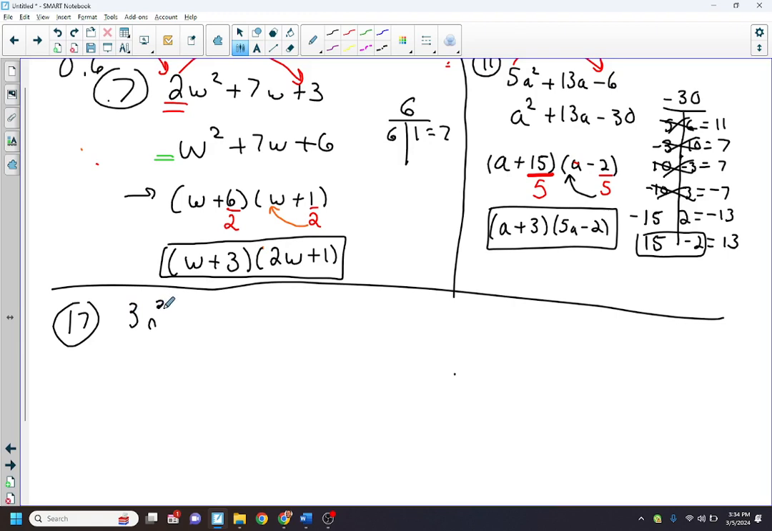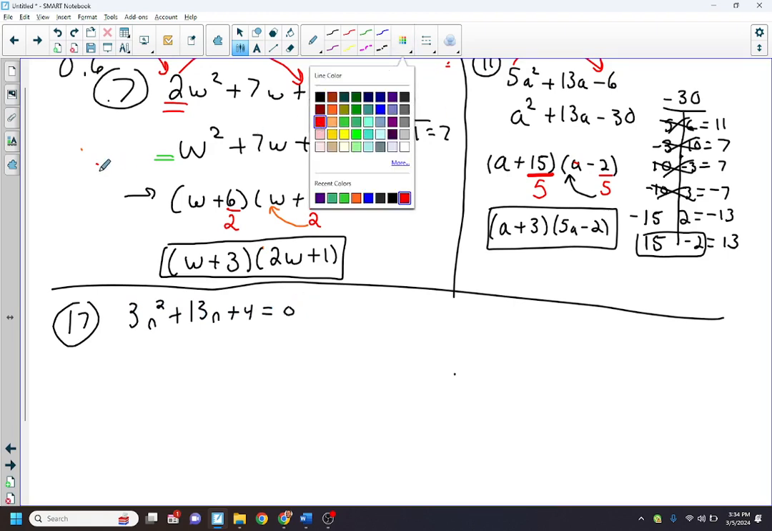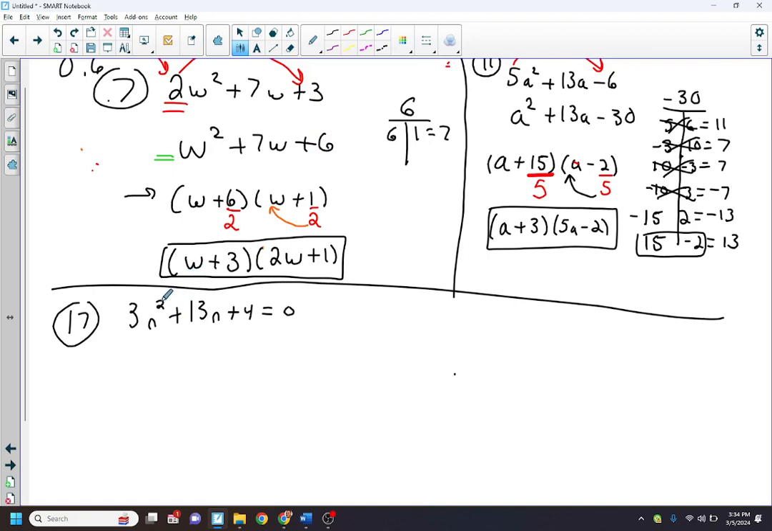3n squared plus 13n plus 4 equals 0. Is this the last one? Pretty much. Notice when you add the equal 0, it really doesn't change the question. It only changes right at the end where you got to do the split and solve.